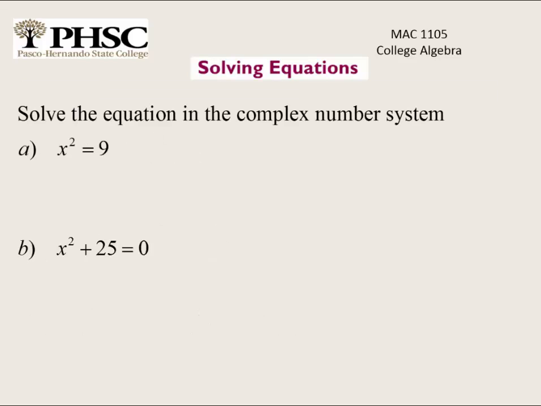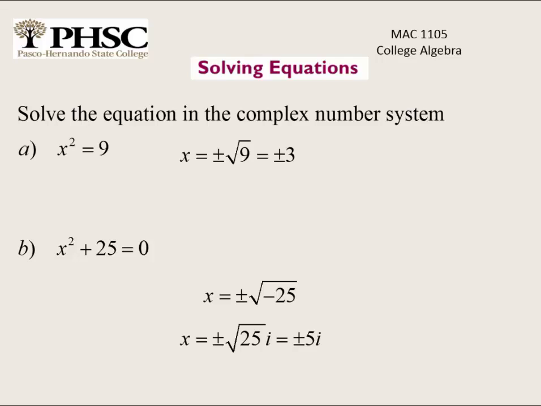So the next thing we're going to do is solve some quadratic equations in the complex number system. So here we have x squared equals 9. What we do now is we take the square root of both sides. So we end up with x is equal to plus or minus the square root of 9, which is x is plus or minus 3.